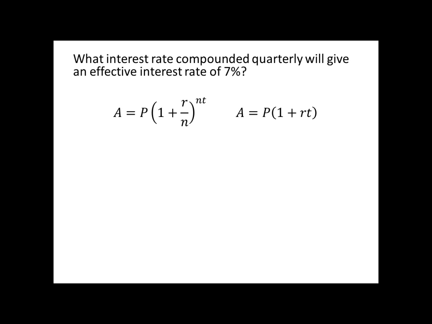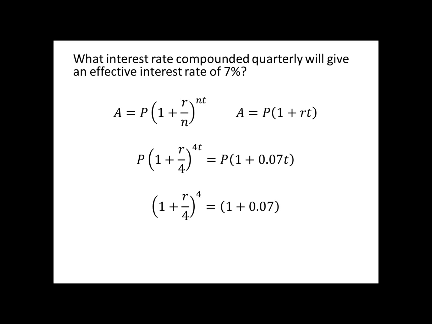So what I'm going to do is take my compounded interest statement and my simple interest statement, and what I want to know is what interest rate do I use on the compounded side so that it's equal to 7% on the simple interest side. So I'm going to set these two things equal to each other. I've plugged in 4 for quarterly, plugged that 4 in for n. I've plugged my 7% on the simple interest side, and obviously I can cancel out my P.